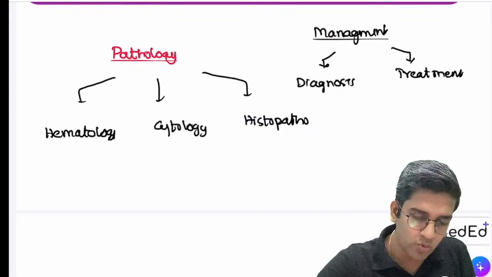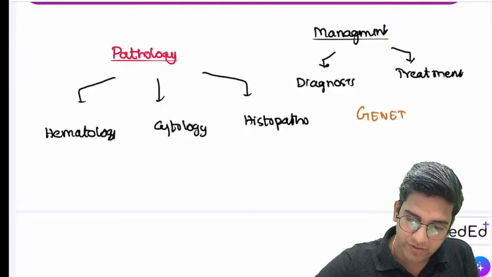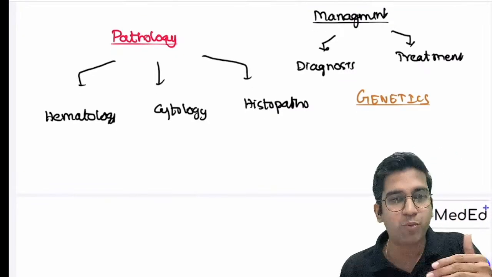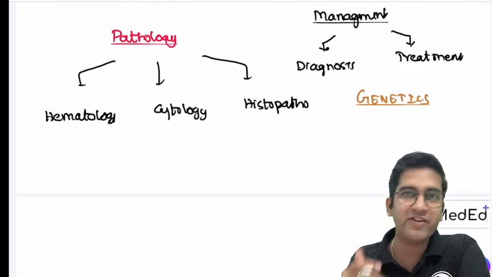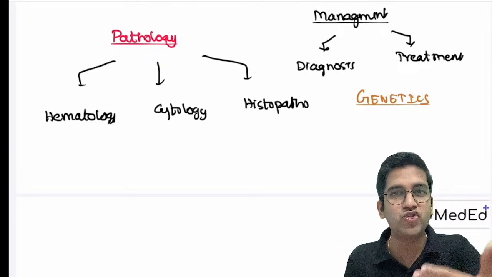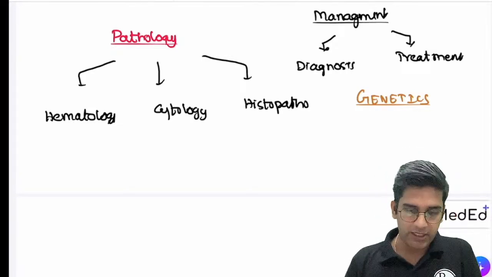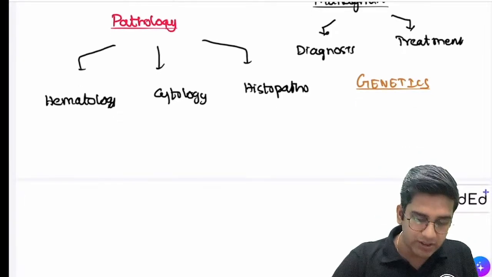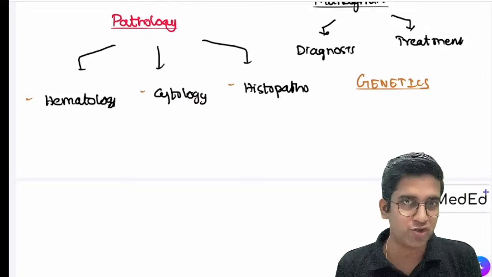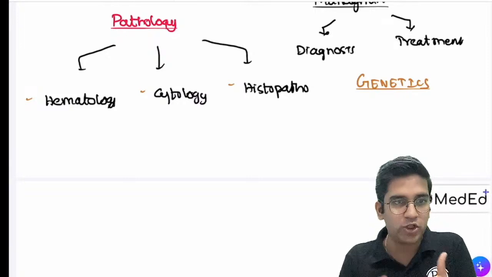Actually, there's a new and growing one, which is genetics. I'm into genetic diagnosis. Genetics in pathology is not very important for an undergraduate, but may be very important from a consultant point of view, because these days they want to use genetics as a part of diagnosis. Fine. Okay. Great. So these are the three major departments under pathology, and I have a little bit of genetic diagnosis as well. Now let's see what I'll be doing for hematology, cytology, and histopathology.